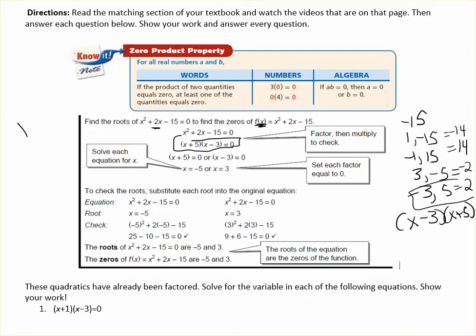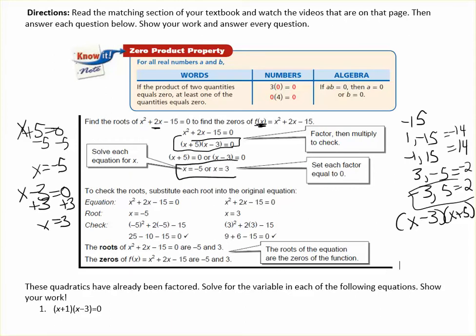And then if you have x plus 5 equal to 0, you solve that equation. So to solve for x, we would subtract 5 from both sides, and x would be equal to negative 5. To solve the other equation, x minus 3, you would do the opposite, which is to add 3, and you would get x equals 3. And then you write both answers with the word or between them.